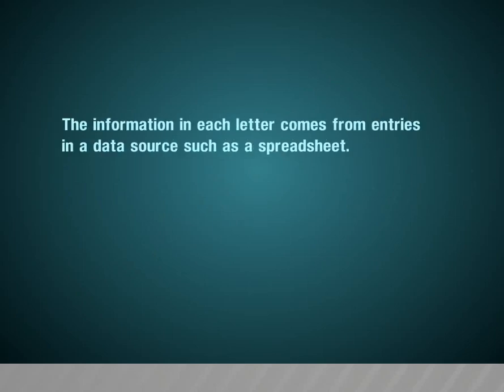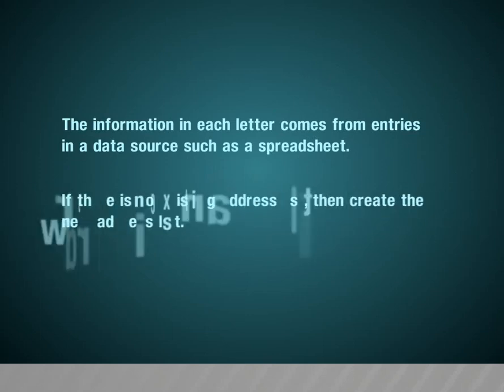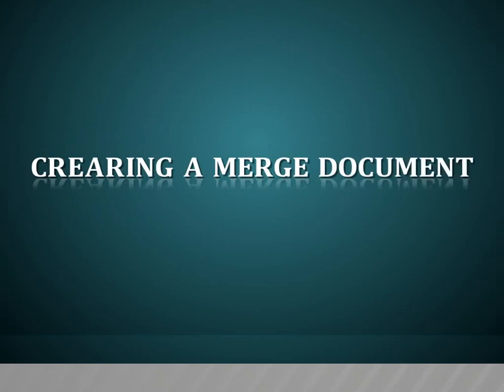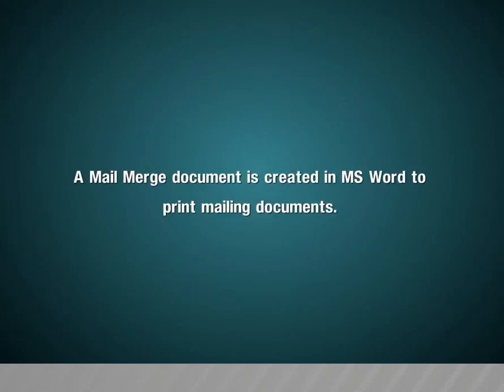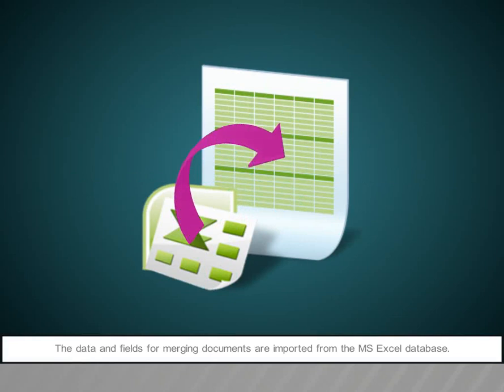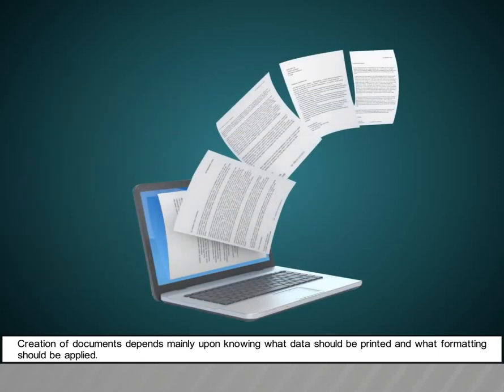The information in each letter comes from entries in a data source such as a spreadsheet. If there is no existing address list, then create a new address list. Creating a merged document. A mail merge document is created in MS Word to print mailing documents. The data and fields for merging documents are imported from the MS Excel database. Creation of documents depends mainly upon knowing what data should be printed and what format should be applied.